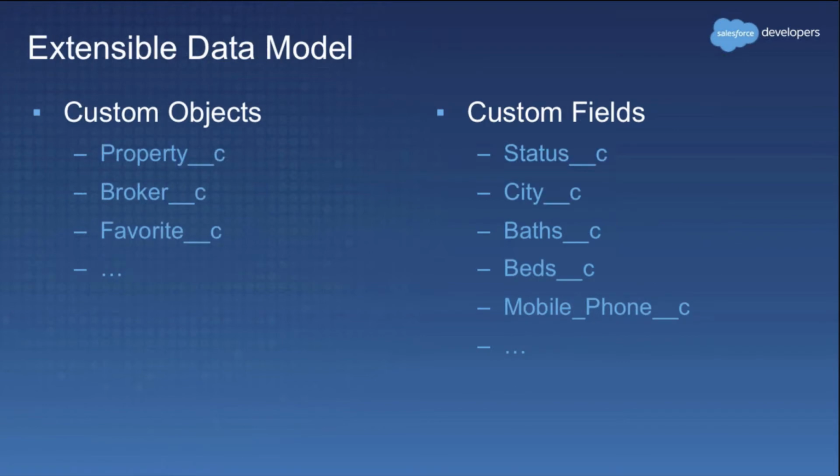Speaking of adding new objects, of course, custom objects are a big part. And I already showed you one example with the broker and the property. And if you dive into the Dreamhouse scenario, there's also a favorite object. And then also, of course, custom fields. And similarly, custom fields can be on custom objects, but they can also be on standard objects. So if you have an account or a contact record that you need some custom data in that record, you extend the object with this custom field.